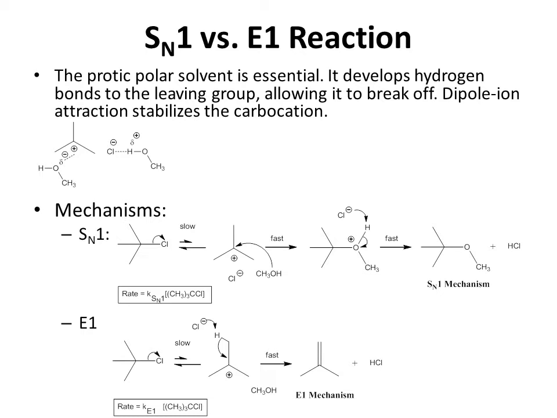forming our tertiary carbocation. In our second step, the chloride acts as a base to remove the proton and form a double bond. That's a fast step. We still get HCl as a product, but now we have an alkene. This is the E1 mechanism. The rate of this reaction is equal to the rate constant for E1 times the concentration of 2-chloro-2-methylpropane. Note that both SN1 and E1 have essentially the same rate expressions. They're only different based on the rate constant values. They both depend on the formation of the carbocation.